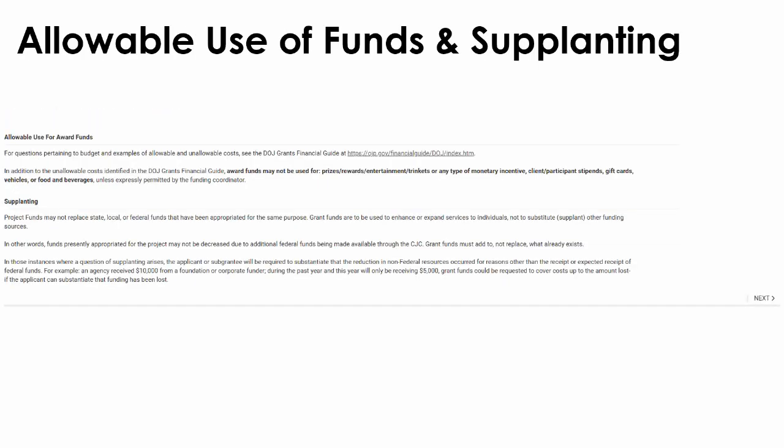The Allowable Use of Funds and Supplanting section is new. This notice will appear on every application as it pertains to allowable use for award funds and supplanting. As a reminder, supplanting state or other funds with federal funds is prohibited. Once you read through the information, click the Next button.